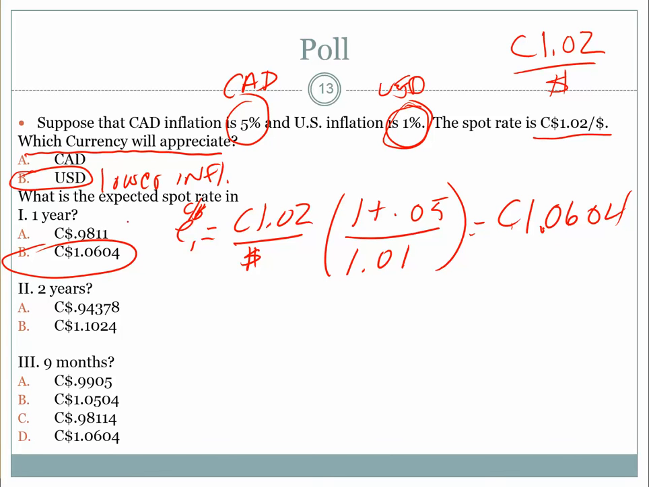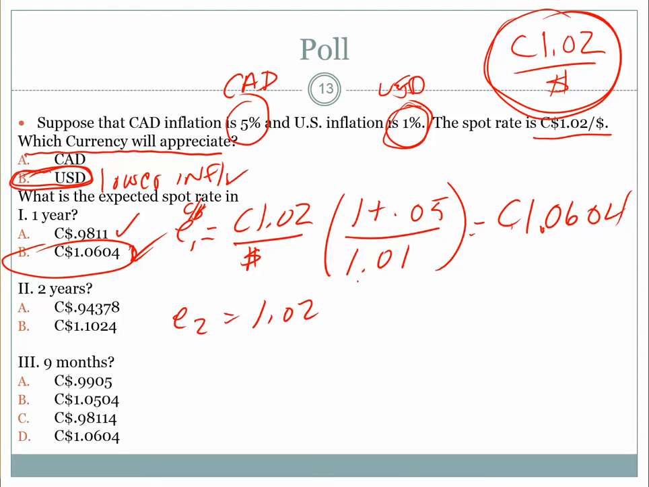Now in this one you could have made a pretty good guesstimation, right? If you knew the dollar is going to appreciate because they have lower inflation, the CAD is going to devalue, and the spot price is 102 per dollar, that's the price of the dollar, and you know the dollar is going to appreciate. You knew it had to be greater than 102, so you can also say I knew the answer had to be 106 and not 98. Now what's the exchange rate in 2 years? Just take 102 times the ratio of inflations and square it.